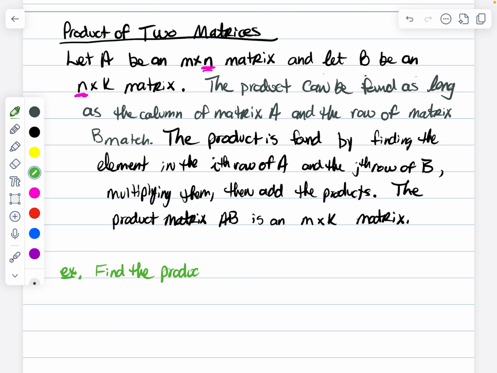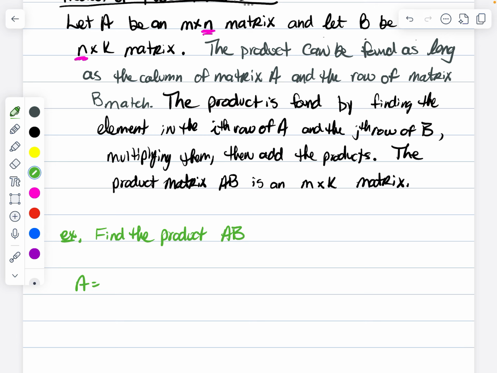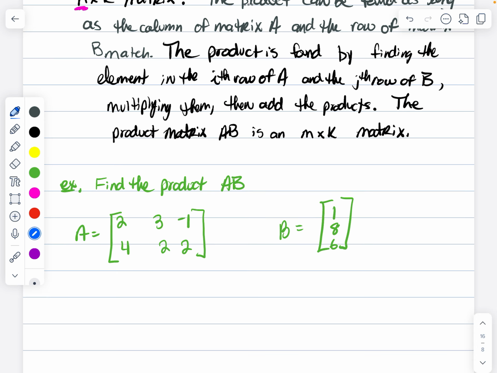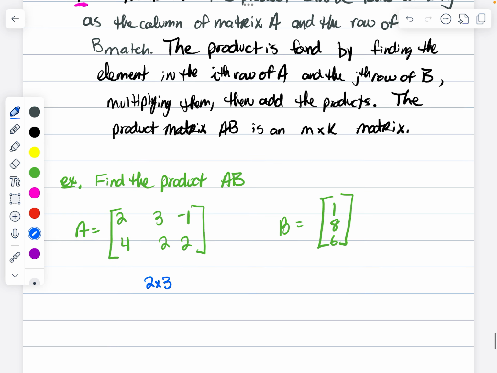So let's say we want to find the product AB. All right, so here we're given 2, 3, negative 1, 4, 2, 2. And then we're given for matrix B 1, 8, 6. Now let's pause to find the sizes for each of these matrices. We have 2 rows and 3 columns, so we would call this a 2 by 3. Matrix B has 3 rows and 1 column, so we would call it a 3 by 1.